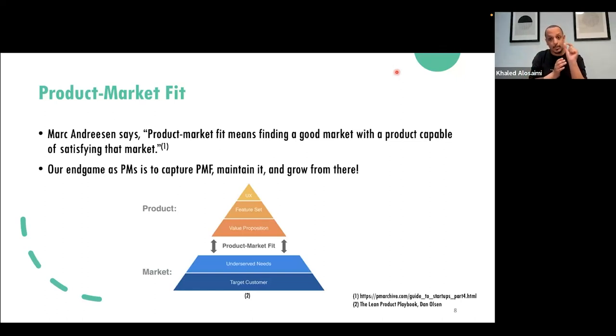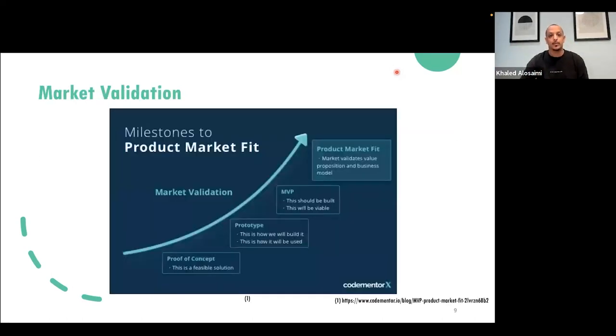And that's why it's very important to keep the maximum validated learning in mind and always iterate and always capture the lessons learned in order to achieve the market fit. So the main keywords that we have so far are maximum learnings, product market fit, and market validation.